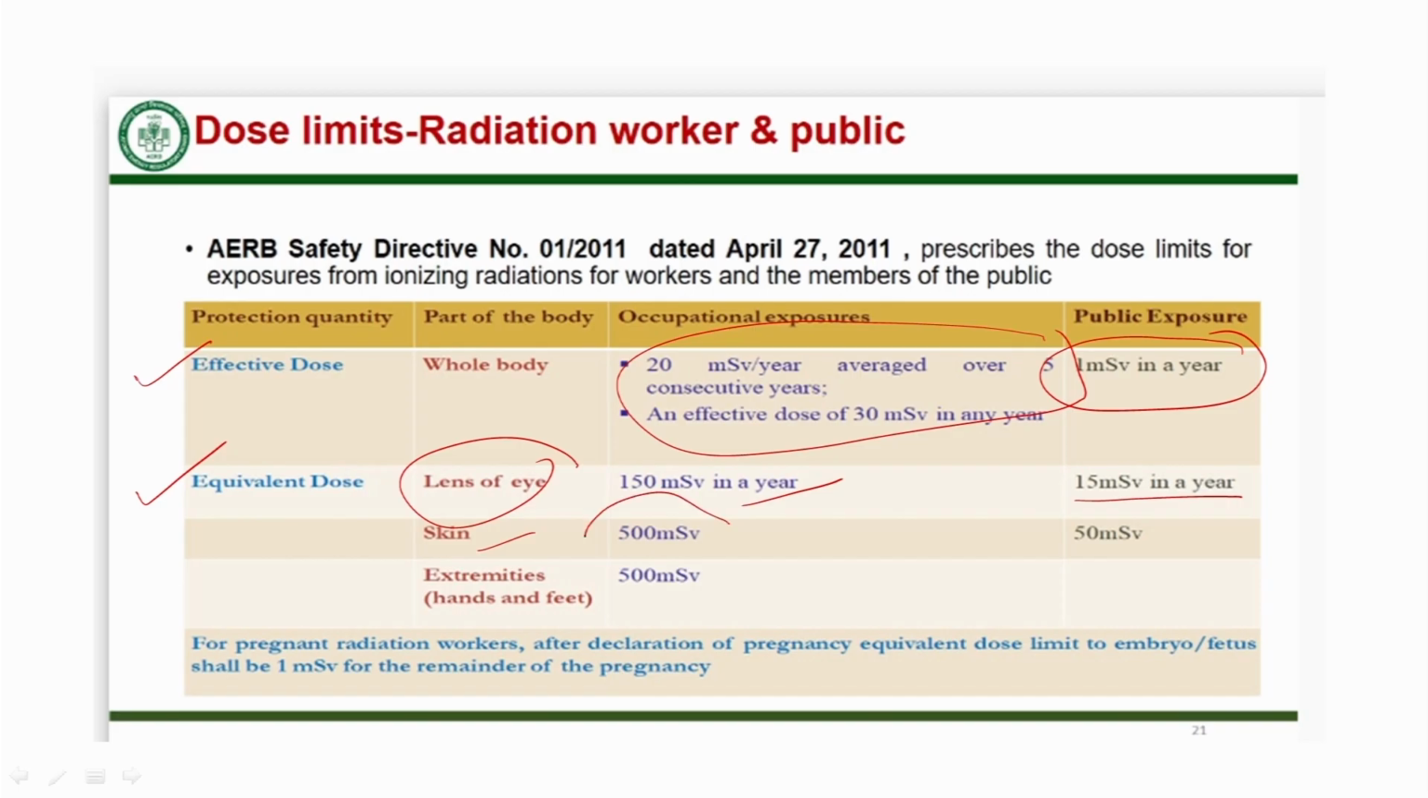For skin it is 500 millisievert, for public 50 millisievert. For extremities like hands and feet, 500 millisievert for a radiation worker, and there is no limit for the public because the public is not handling.